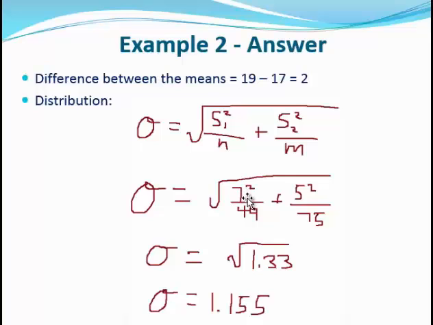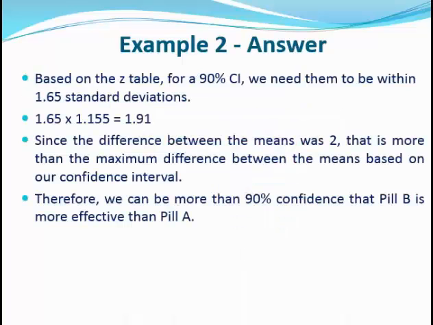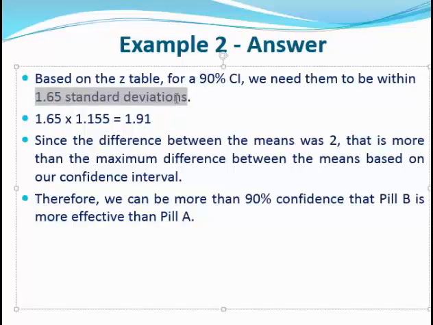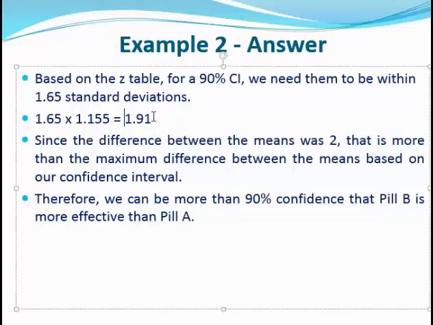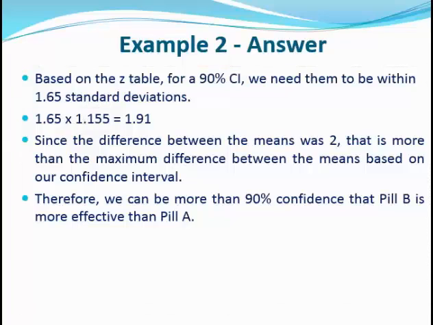Eventually, we got 7 times 7, which was 49 over 49, plus 5 over 75, which was 1.33. And the square root of that got us a standard deviation of 1.55. We used the Z distribution chart, the normal distribution chart, to figure out that a 90% confidence interval requires us to be within 1.65 standard deviations. And the difference was 2, which is more than 1.91.